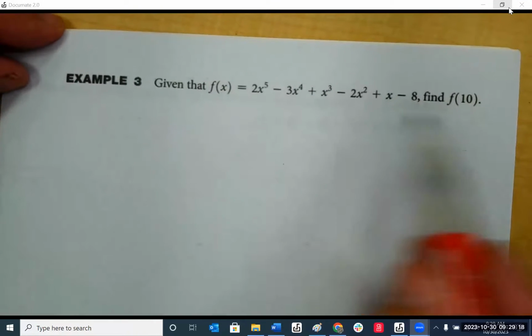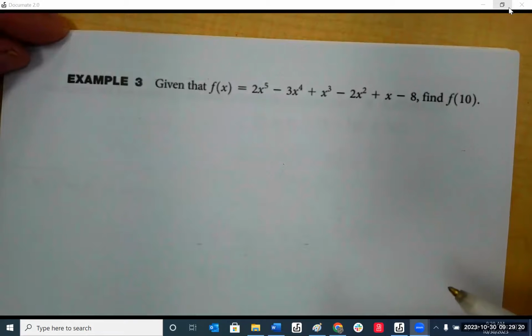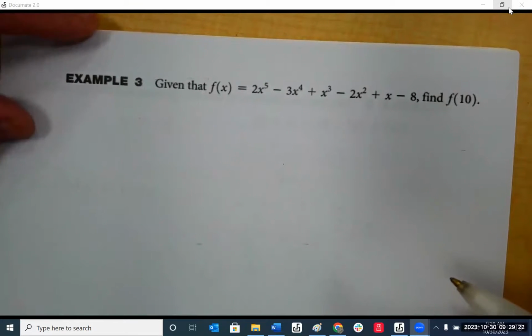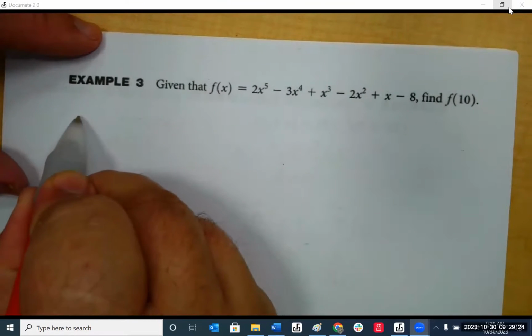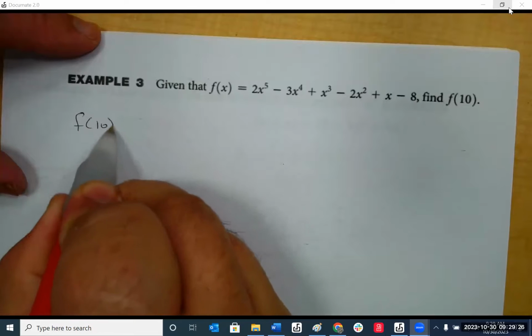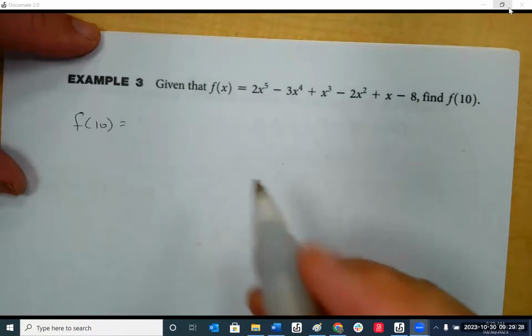Given this function, find f of 10. That means anywhere you see an x, put a 10.